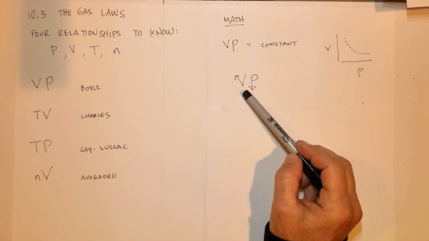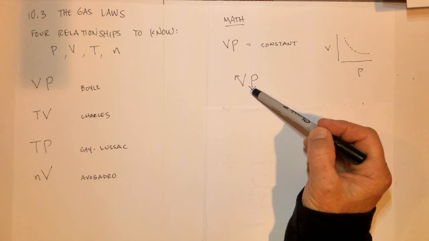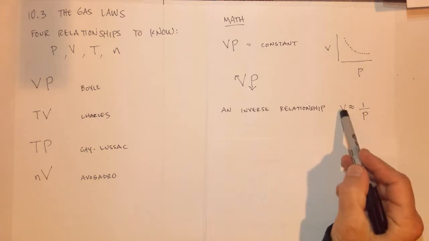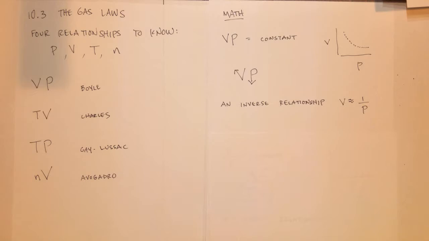The volume and pressure are known as the vice president law. If the president goes down, well, the vice goes up. And so it's an inverse relationship between those two. Volume is inversely proportional to pressure. That's the first one to know.